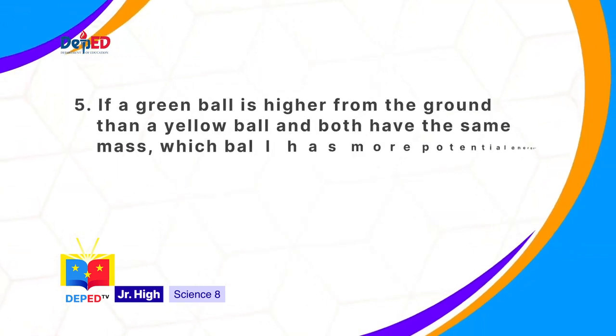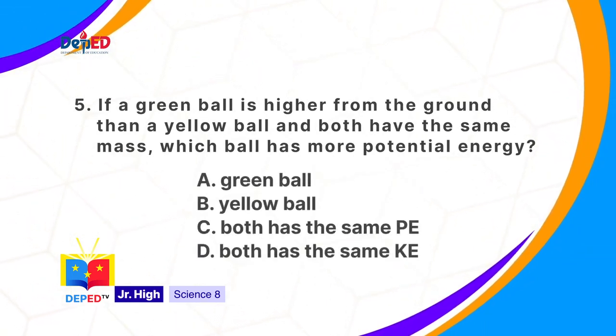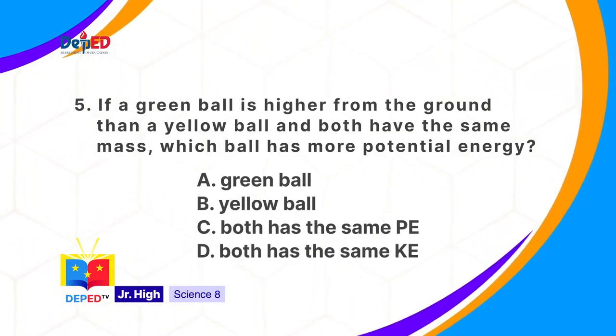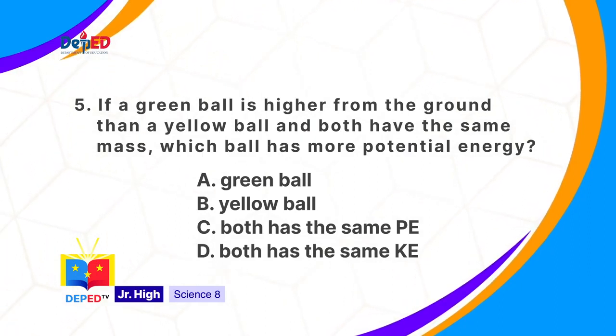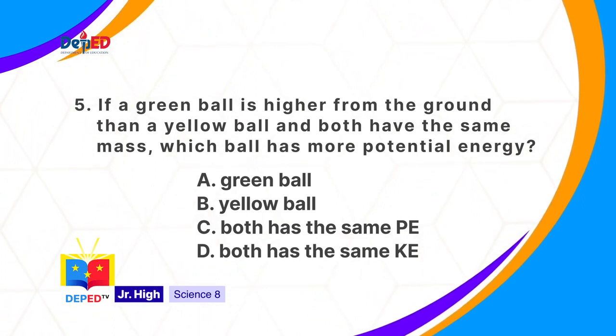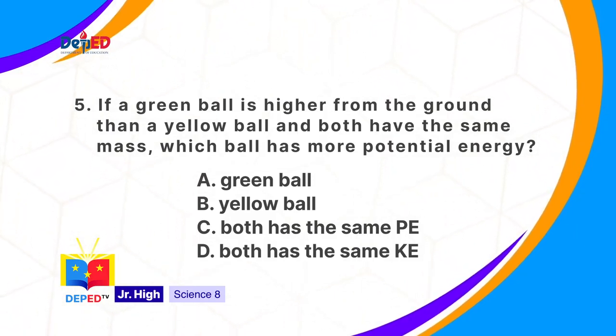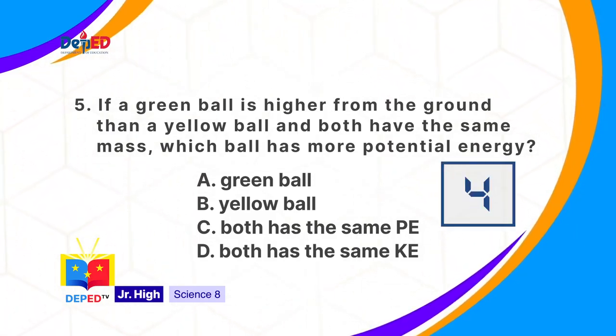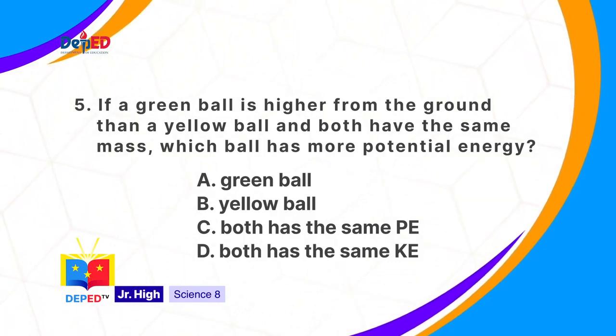If a green ball is higher from the ground than a yellow ball and both have the same mass, which ball has more potential energy? A, green ball. B, yellow ball. C, both have the same potential energy. Or D, both have the same kinetic energy. A, green ball.